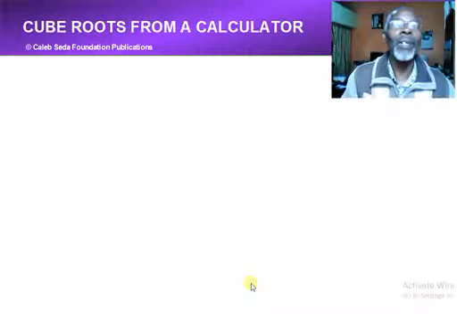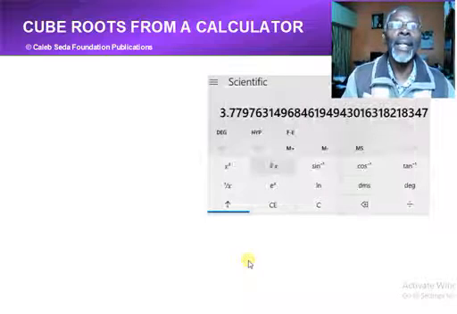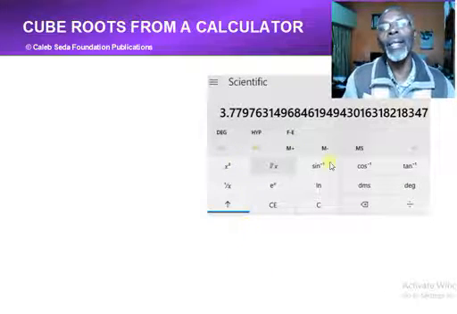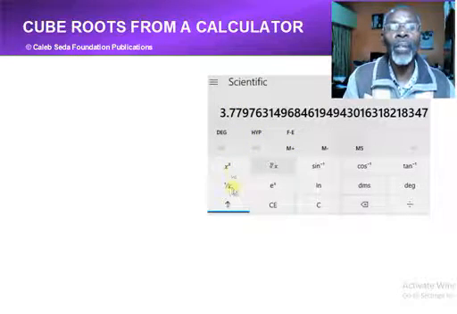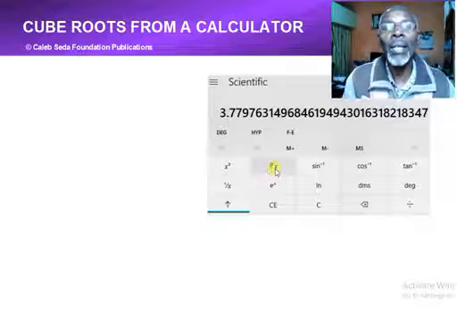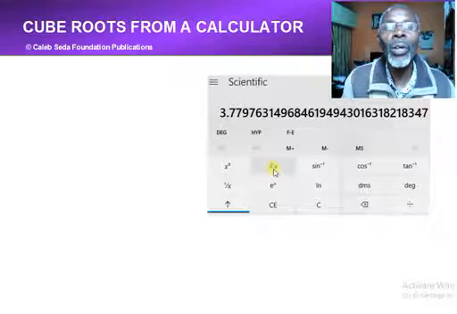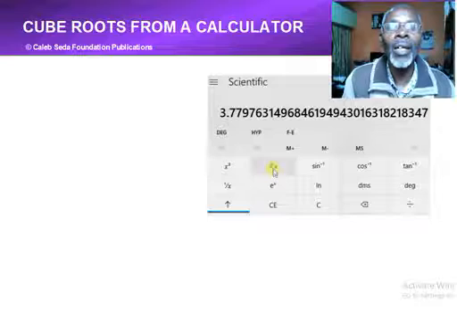Let's move on. Cube root from a calculator. Oh, here is a face of a calculator. A scientific calculator, we said, with scientific functions. We can see the cube root function is here. Cube root. This is now the cube root. 3 root x. 3 root x is the cube root.